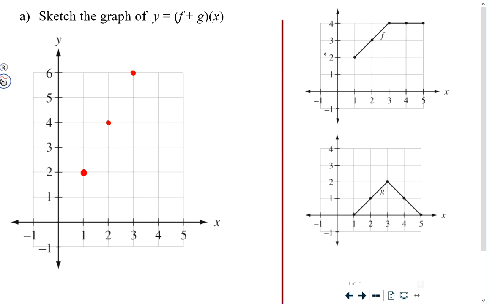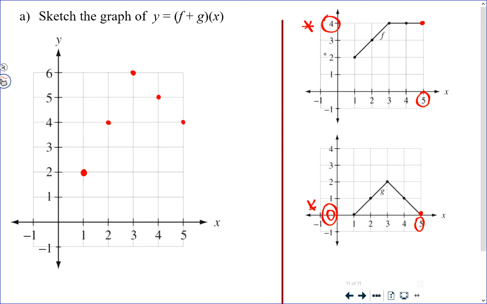What about when x is 4? Well, when x is 4, you're looking at a y coordinate of 4 on f, and you're looking at a y coordinate of 1 on g. So you add the y coordinates. 1 plus 4 is 5. So when x is 4, the sum of the functions is 5. We have one more to go. What about when x is 5? Well, when x is 5, the value of y on f is 4, and the value of y on g is 0 again. So we add the y coordinates. 4 plus 0 is 4. So when x is 5, y is 4.